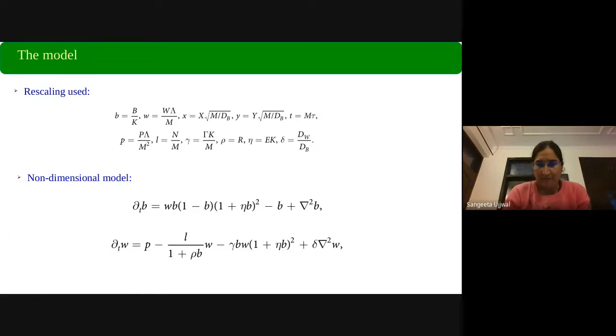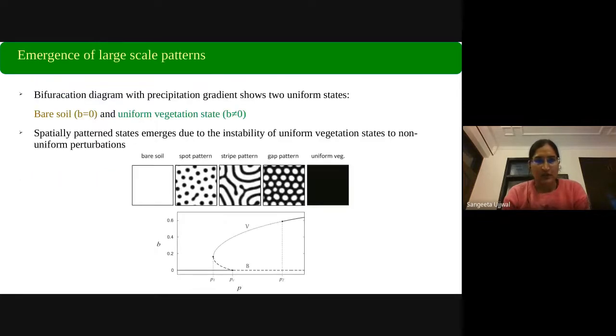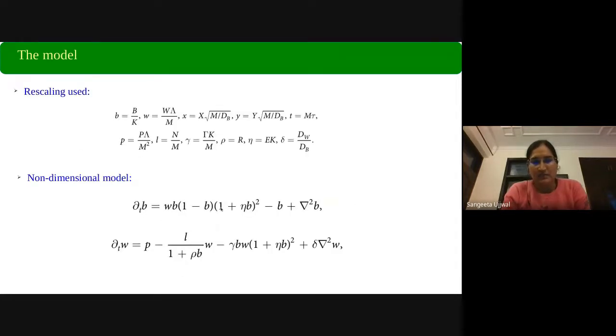So this is our model. But since we wanted to do some analysis, we thought, okay, let us simplify our model a little more. If we try to find the uniform solution for these equations, they have two uniform solutions. The spatially uniform solutions: one corresponds to B equals zero. B equals zero means biomass equals zero, and that corresponds to the bare soil solution where there is no biomass. And the other solution corresponds to B not equal to zero.